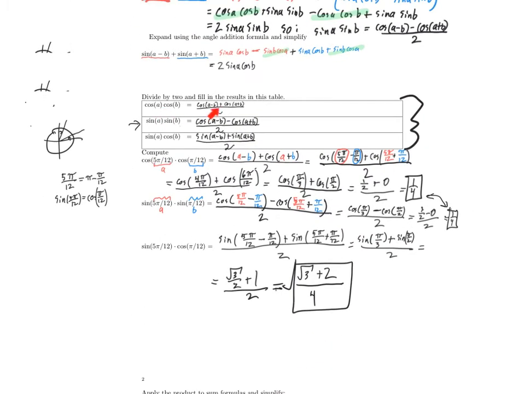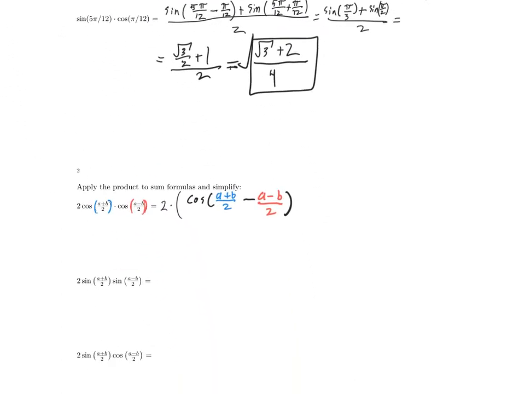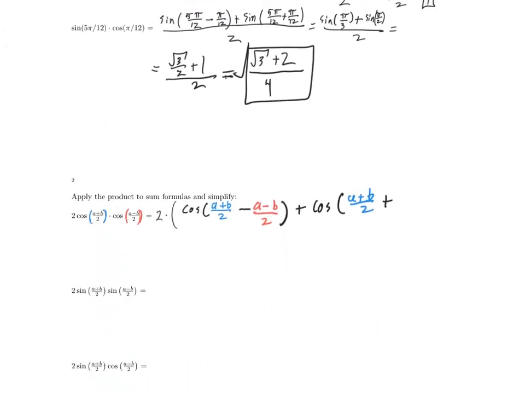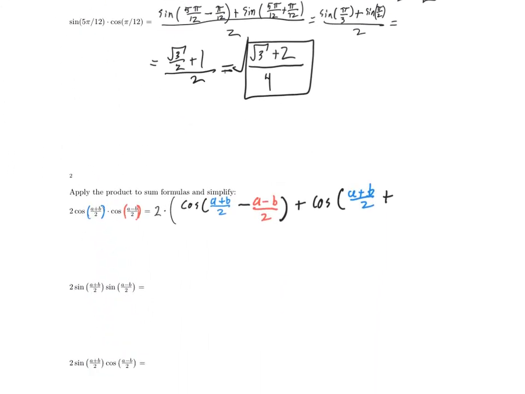Remember, I'm using this formula, plus the cosine of the sum of the two things. The blue thing first, (a plus b)/2, plus (a minus b)/2, close parenthesis. Now I need to divide all that by 2, and that's super complicated looking. I said it would be. The point is, it's going to simplify for us.